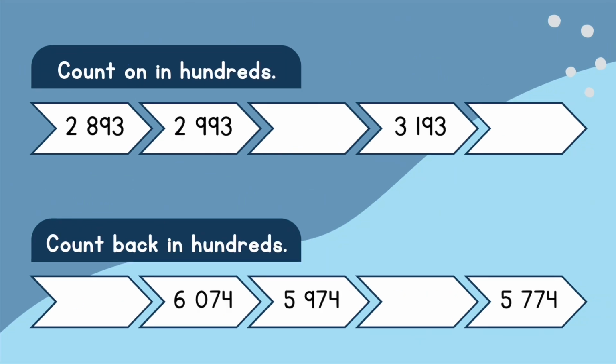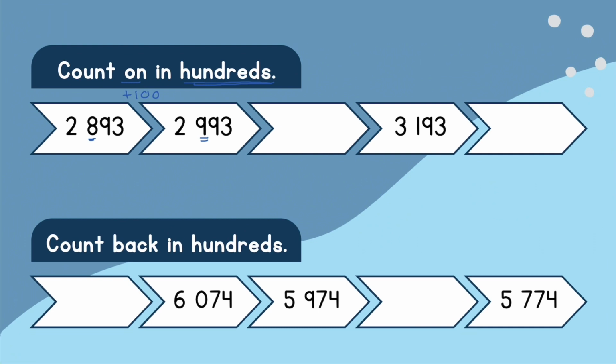Now, let's move to the next example. Here we have count on in hundreds. So again, if it's count on, that means we need to count forward by 100 steps in each number. That means we need to plus 100 to each number. So here the first number we have 2,893 plus 100. So we'll get 2,993. As you can see, only the hundreds place value from 8 changed to 9. The rest for thousands, tens and ones remain the same because we are counting in hundreds. So only the place value hundreds will change.